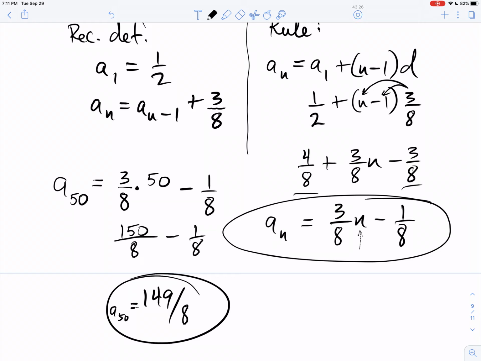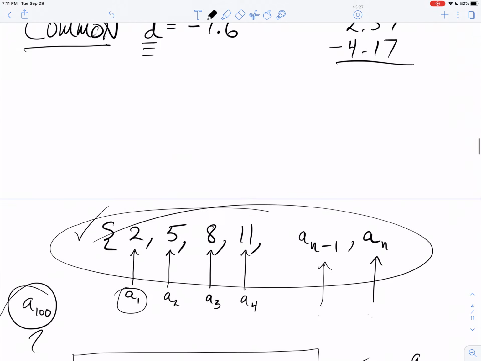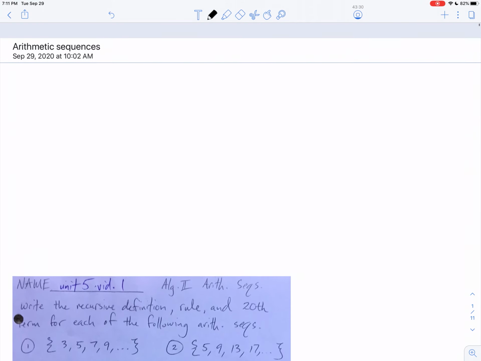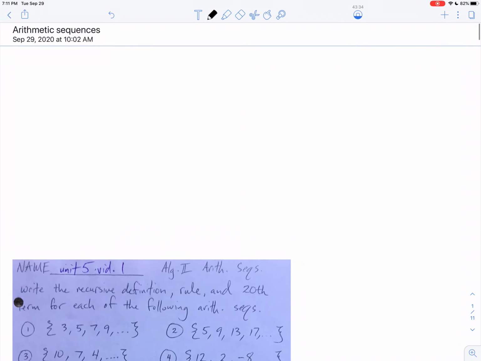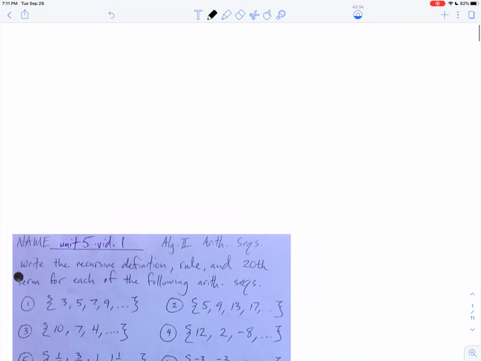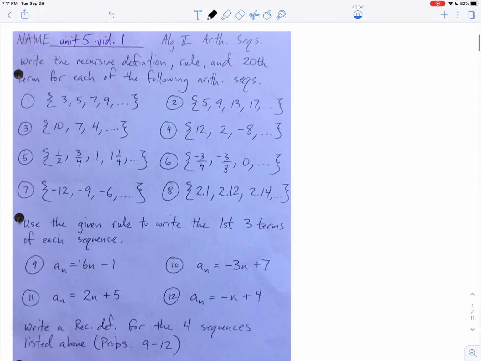So, let's see what we got. Here we go, up to the top. Wham. Arithmetic sequences. Yeah. 10:02 a.m. That timestamp is so wrong. Okay, anyway, here we go.